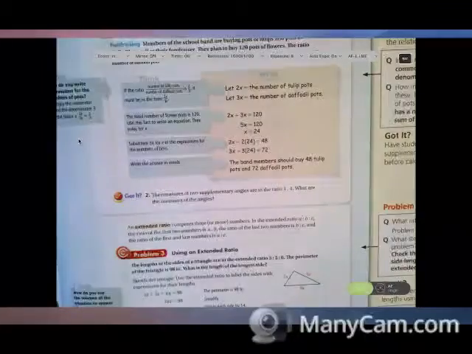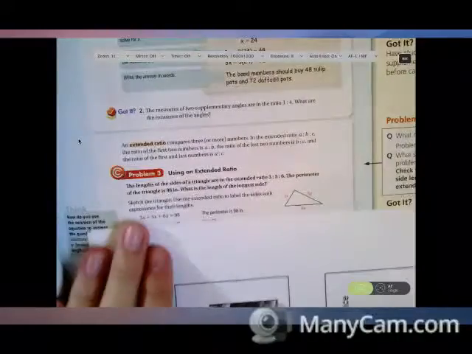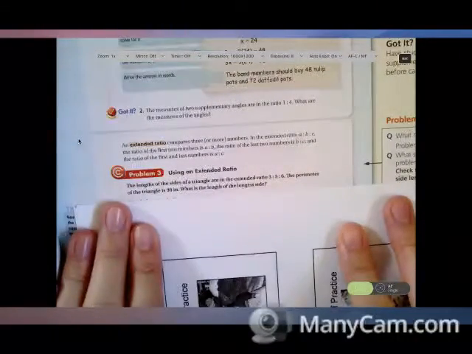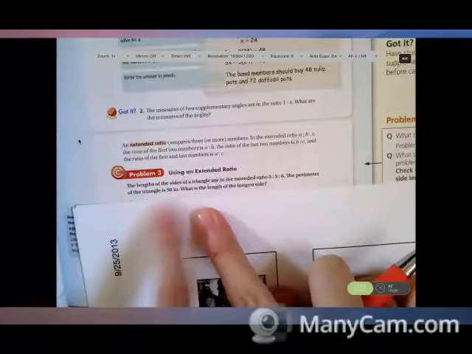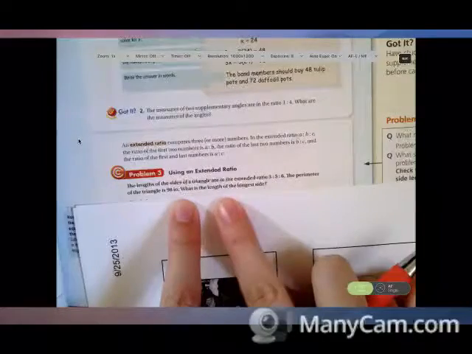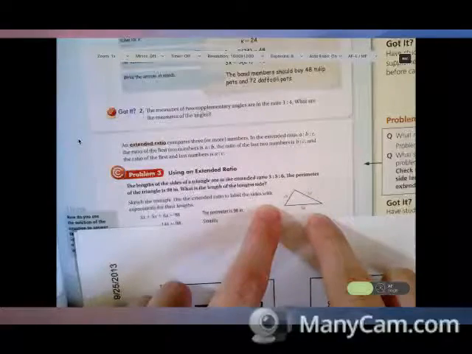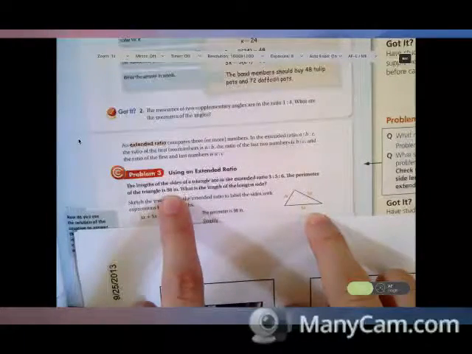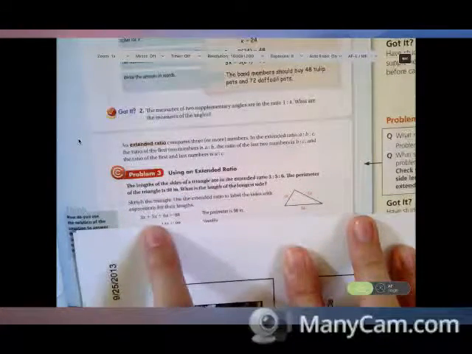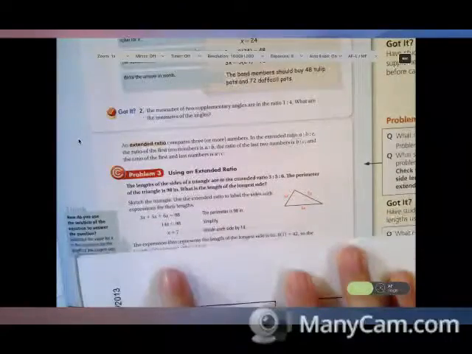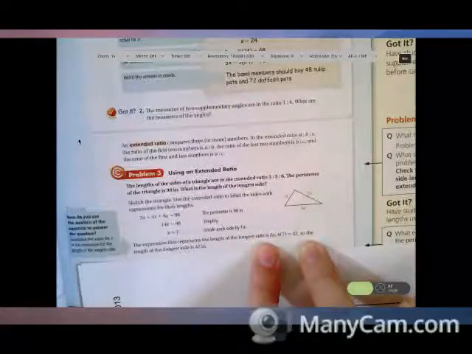Alright, so number 3, we're going to use an extended ratio here. The lengths of the sides of a triangle are in the ratio 3, 5, 6. The perimeter of the triangle is 98 inches. What is the length of the longest side? Since the perimeter is the sum of all the sides, we do 3x plus 5x plus 6x equals 98. Solve for x, which is 7. So the longest side is 6 times 7, which is 42.